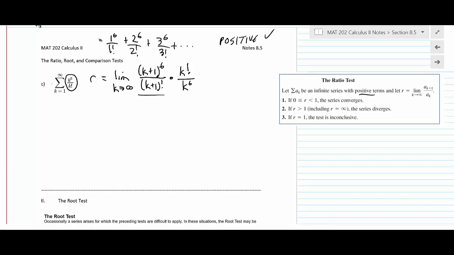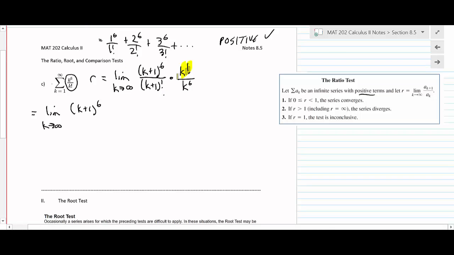So if you want to start the ratio test off that way, you can, okay? Now what we need to do on this is just see what we can do with writing the terms out and see what we have here. So, all right, let's go ahead and write this stuff out. It looks like we're going to have the limit as k goes to infinity. Let's write the k plus 1 to the 6th out.